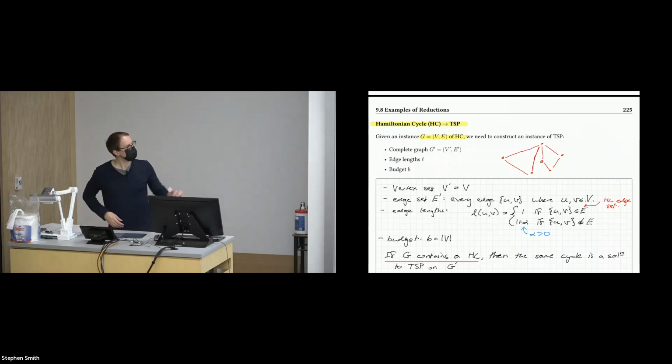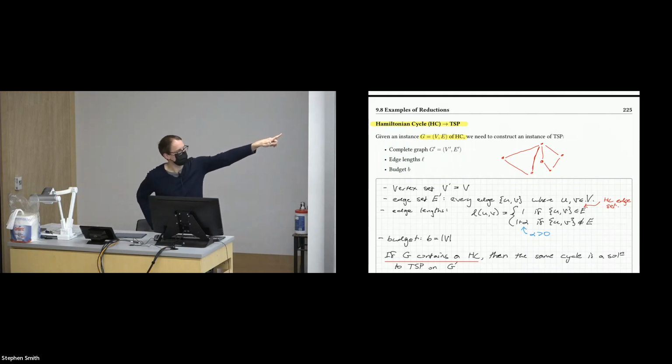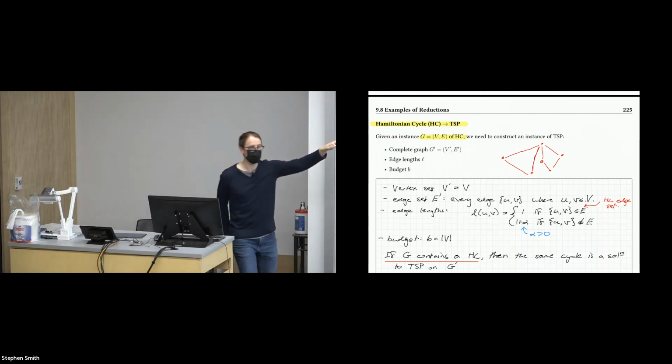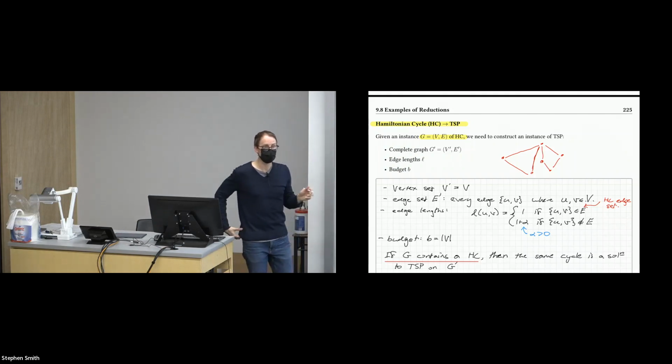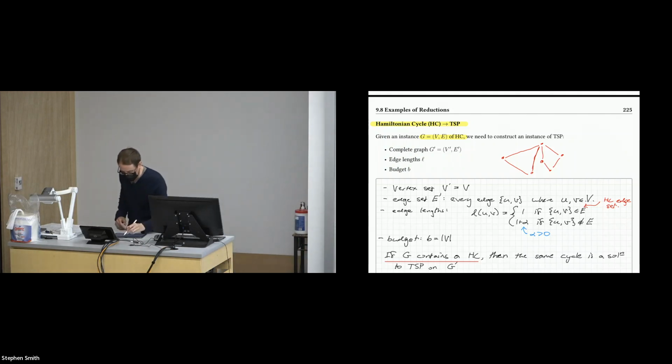Right, so the Hamiltonian cycle instance could be this red graph, right? And I ask, does there exist a cycle that visits each vertex exactly once? I think the answer is no in that one, right? And so then to complete that, to make it an instance of TSP, I'm gonna add all these extra edges.